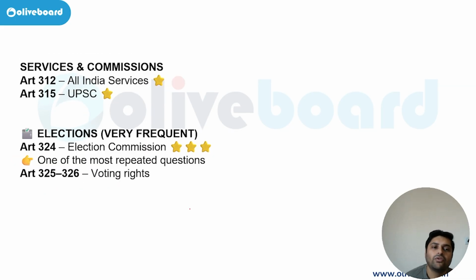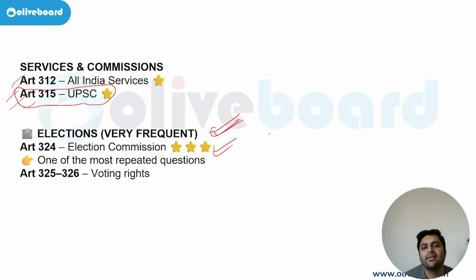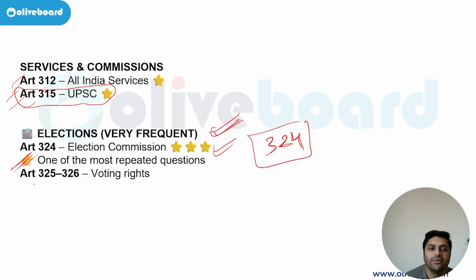Services and Commission, super important: UPSC and All India Services 312 and 315. Okay. Elections, very frequently asked, very frequently. Now Bengal, Kerala elections, Assam elections are on the way. So 324. Like that, you remember 2, 3, 4. Elections is 2, 3, 4. One of the most repeated questions. Okay. So please remember this. Article 325 to 326. These are voting rights.